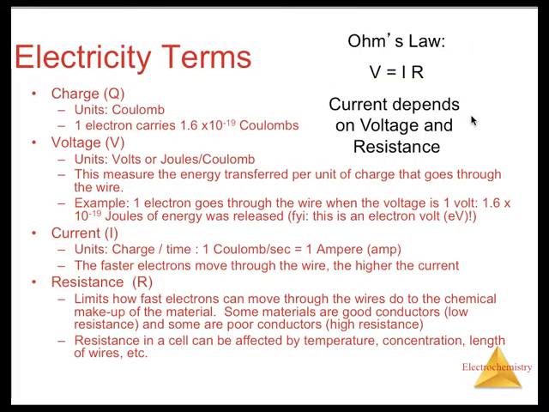Let's take a look at just some quick electricity terms. Ohm's law: voltage is equal to the current times the resistance in the circuit. Charge Q is in coulombs. One electron carries 1.6 times 10 to the negative 19 coulombs. You have your voltage, which is joules per coulomb. Current is charge per time. One coulomb per second is 1 amp. And then your resistance.